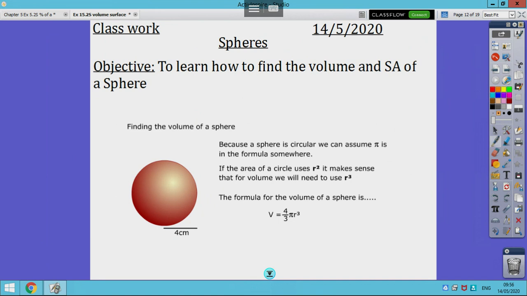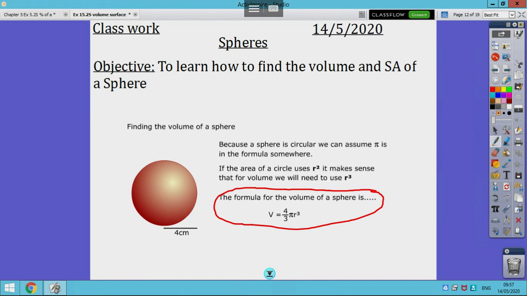Now get your highlighters out because it's one of those moments. The volume of a sphere is given by 4/3 pi r cubed. Now I believe that you have to actually memorise these formulae for the surface area and volume of a sphere. So you need to memorise them, okay?